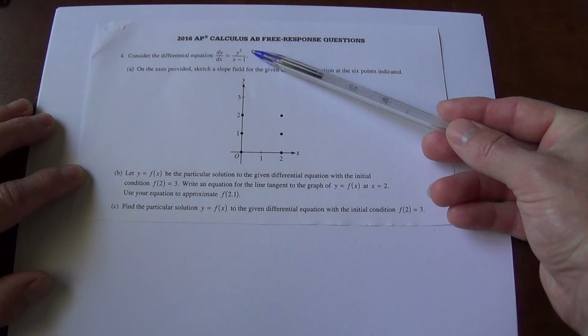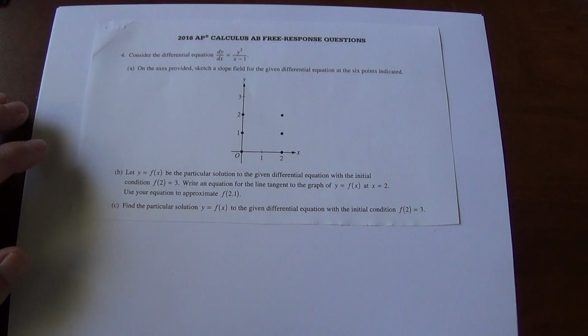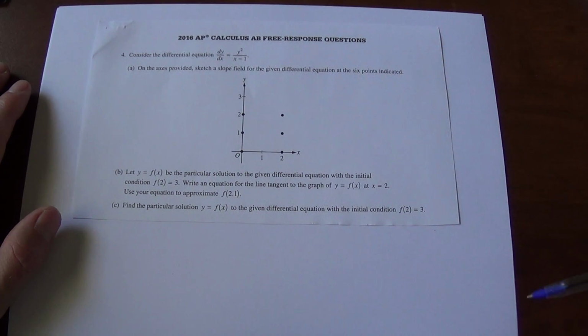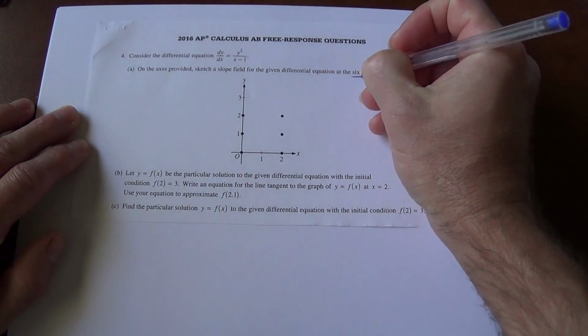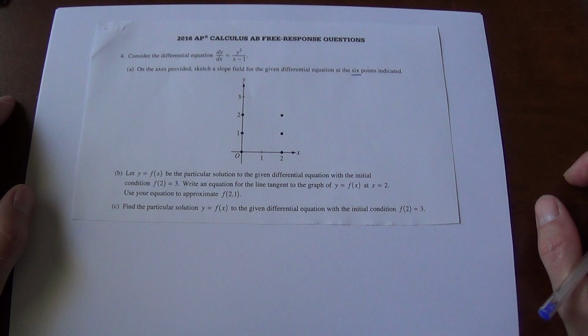dy over dx equals y squared over x minus 1. The first question is asking us to sketch the slope field. There are 6 points that we have here. So what we need to do is sketch the slope field at each one of those 6 points. So what we do is we substitute the values of x and y.